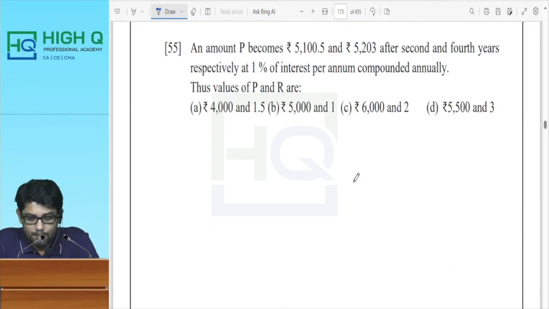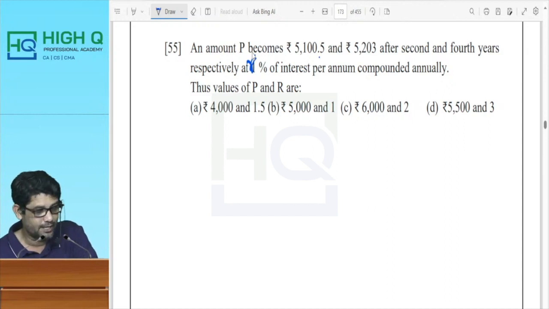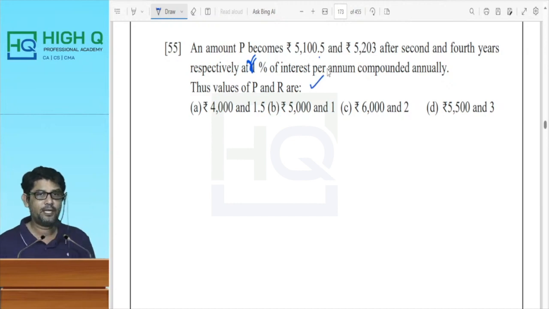And amount P becomes 5,105.5 and 5,203 after 2 and 4 years respectively at R%. This is a printing mistake, not 1%. It is R% of interest per annum compounded annually. Find the value of P and R.